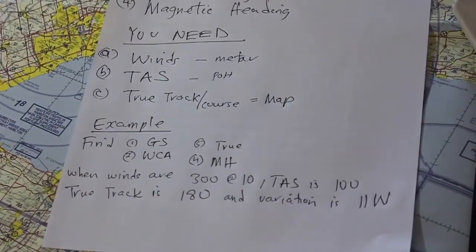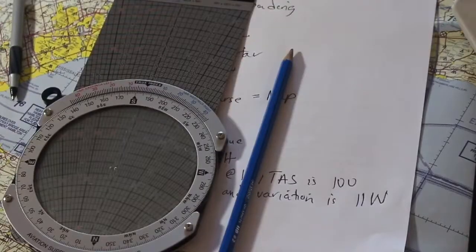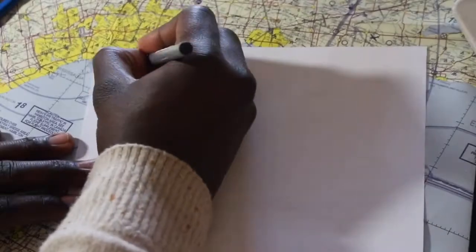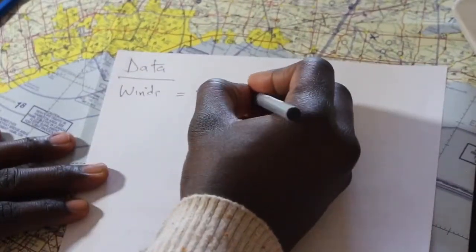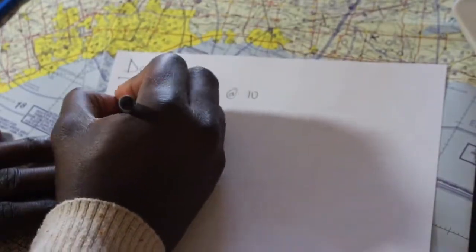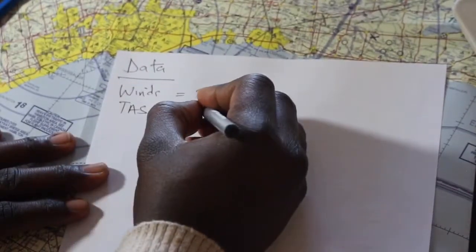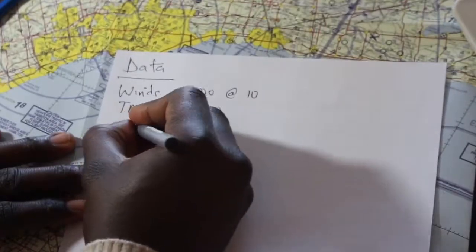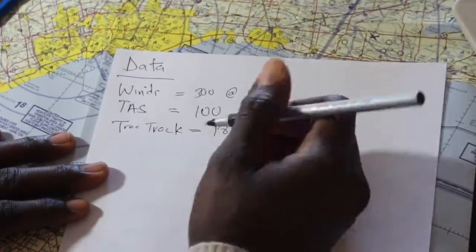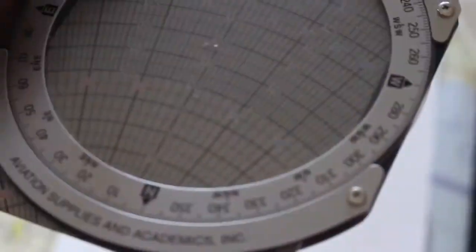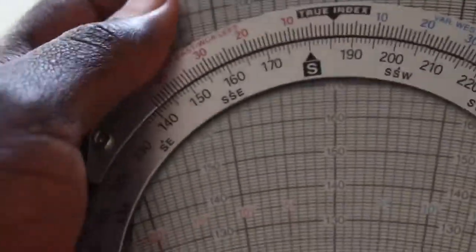Now, assuming you have a question like this, you want to use the E6B to calculate your ground speed, your wind correction angle, your true heading and magnetic heading. I take another sheet of paper and write data. What is the information that I am provided with? The winds 300 at 10. I am provided with my true airspeed as 100. I'm also provided with my true track, which is 180 in this case. So now, using my E6B, the calculation begins.